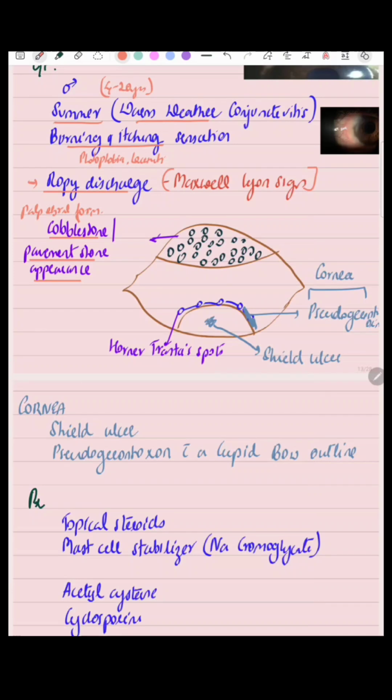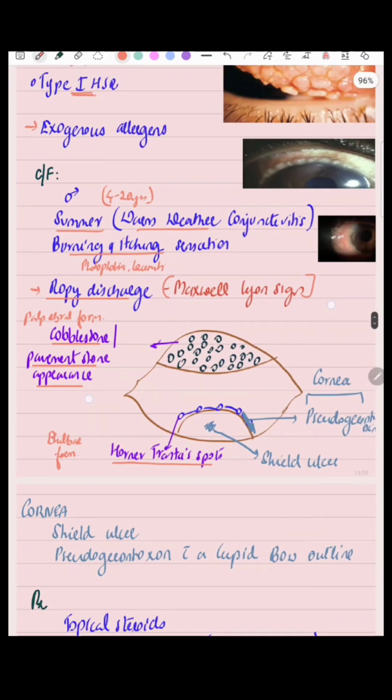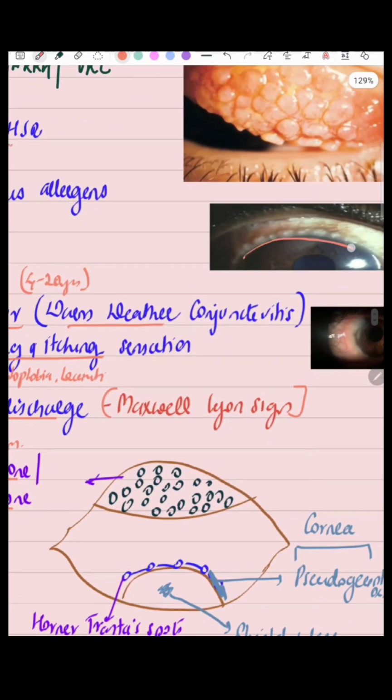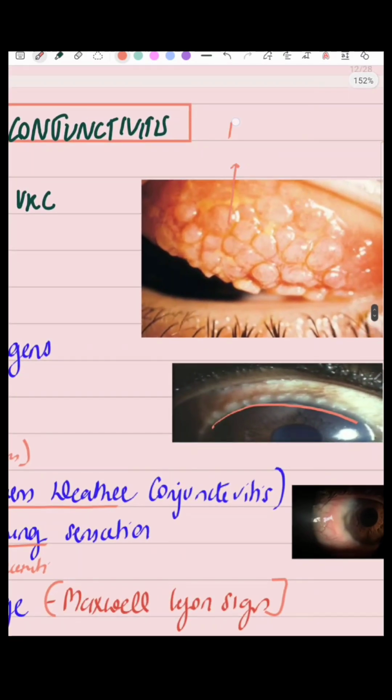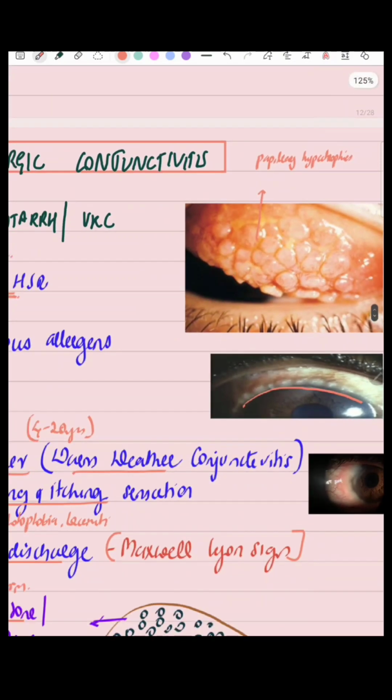Next is bulbar form. This is bulbar form. Horner-Trantas spots along the limbus here. No picture is here. These are the Horner-Trantas spots across the limbus. These are the giant papillae. These papillary hypertrophies cause cauliflower-like excrescence. These are giant papillae.